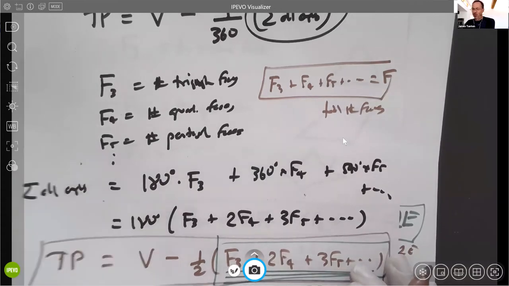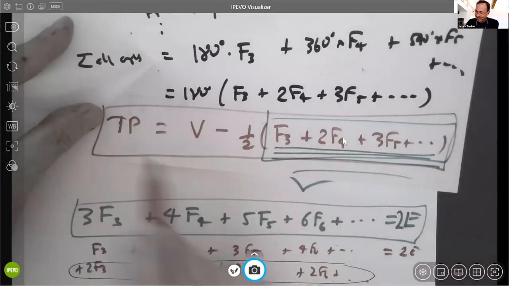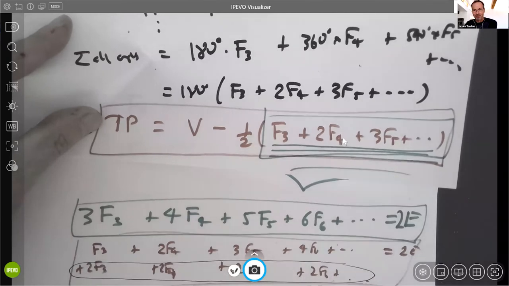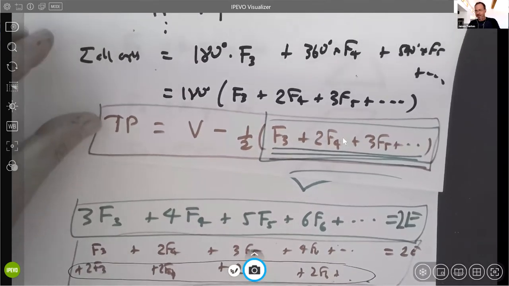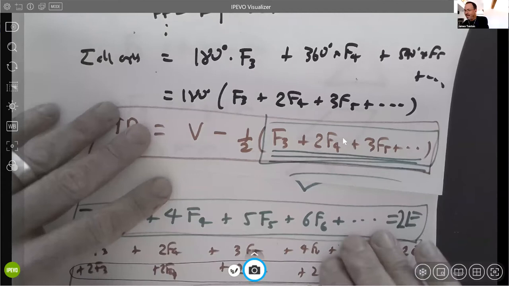This is the total pointiness. This is the total number of edges doubled. I've now lost track of everything. This is too much of a mess. Let me be neat. Time for me to try to be neat. This is a challenge for me.